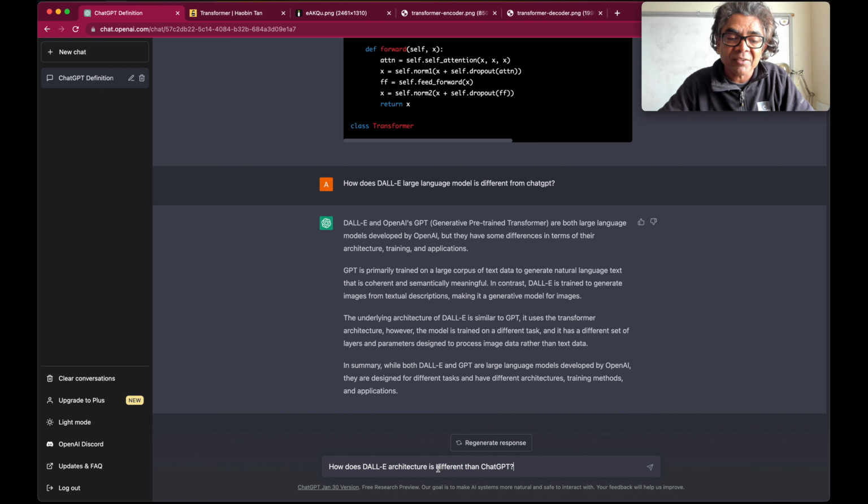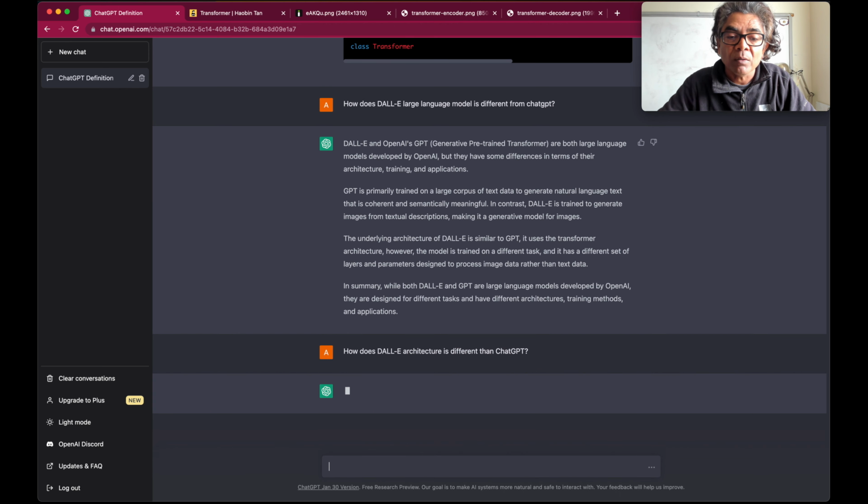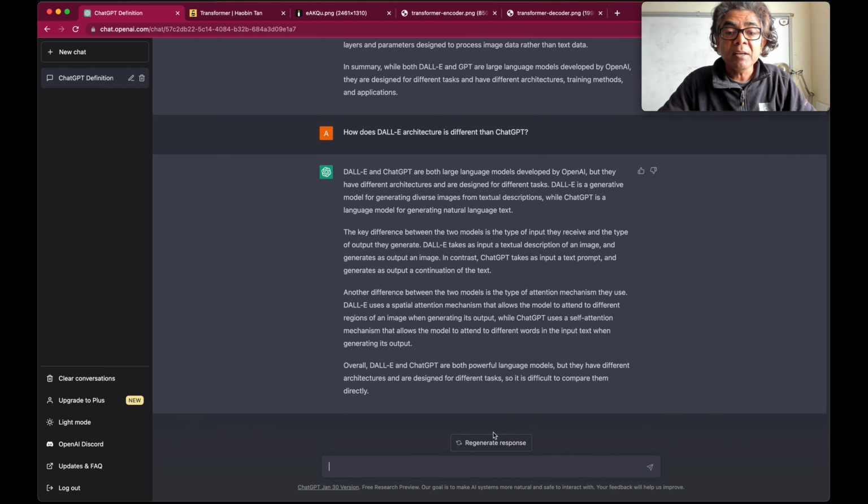So we need to really understand more of the technical architecture. So how does the DALL-E architecture differ from ChatGPT? Because that's where we are going to get the more technical answers we are looking for. DALL-E takes a textual description of an image and generates an image as output, whereas ChatGPT generates text. Another difference between these two models is the attention mechanism.